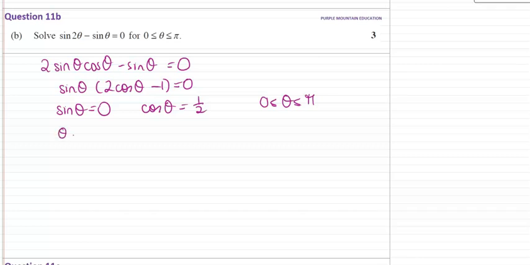So theta is 0 or pi. I'm not going to consider 2 pi. And theta over here is pi on 3. And I'm not going to consider 5 pi on 3. So I double check that I've got the domain right, and I do. So the answers are 0, pi on 3, and pi.